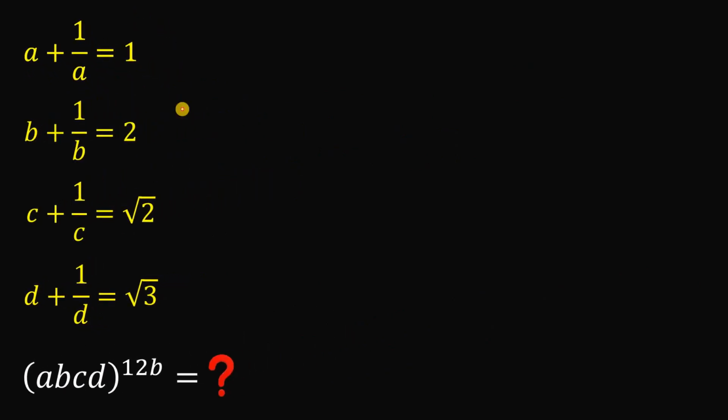So given these equations, our goal is to find the numerical value of a times b times c times d raised to the power of 12b. Alright, now let's answer this question. First, let's get the first equation. We have a plus 1 over a equals 1.